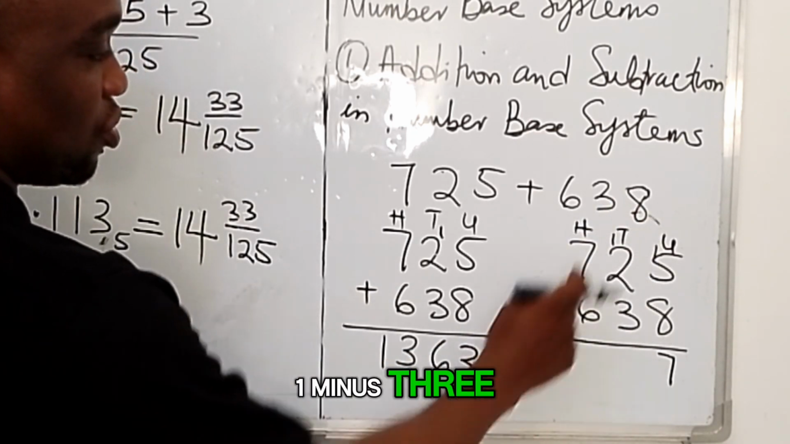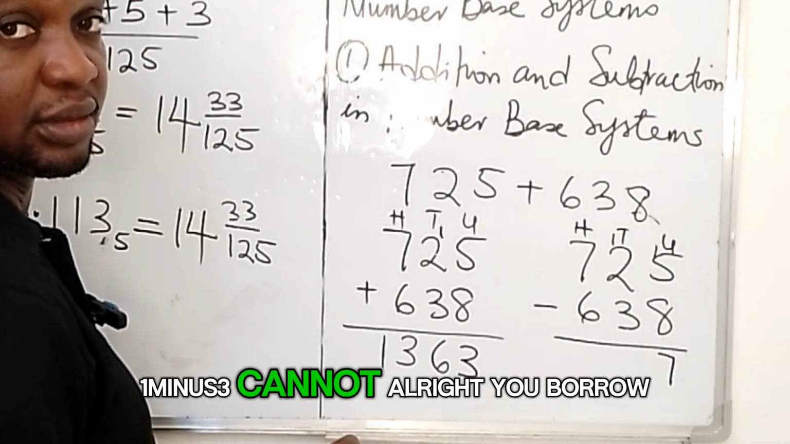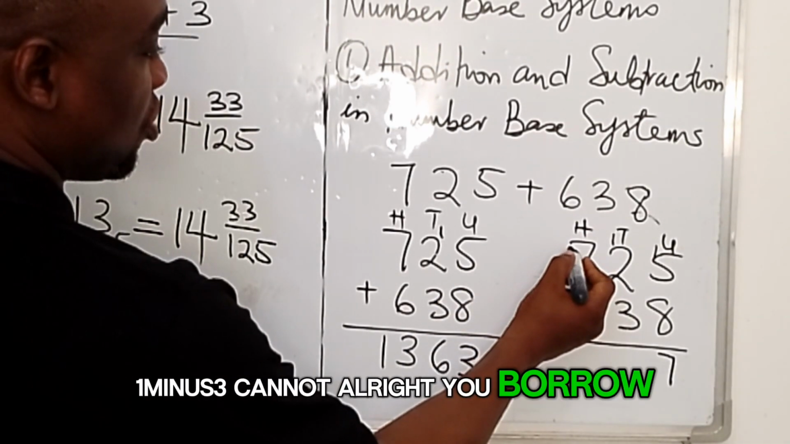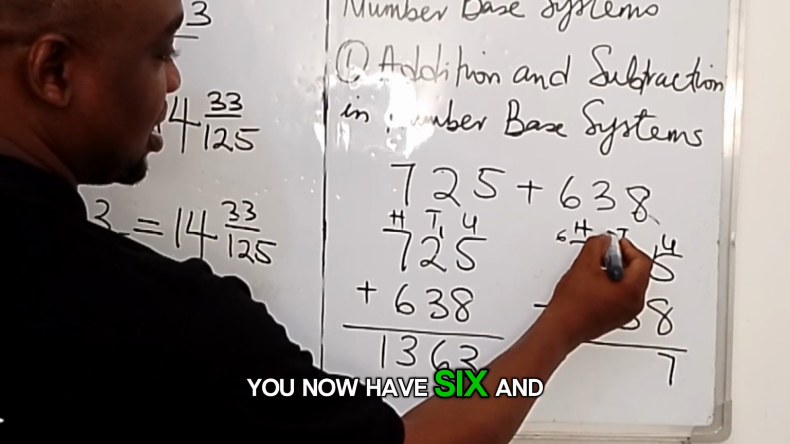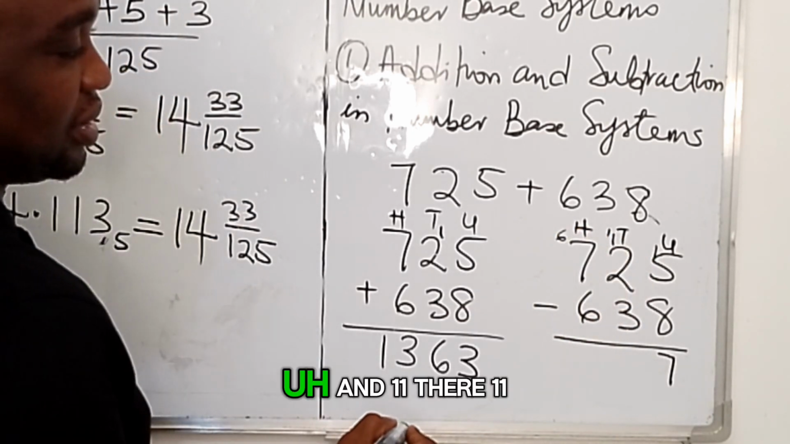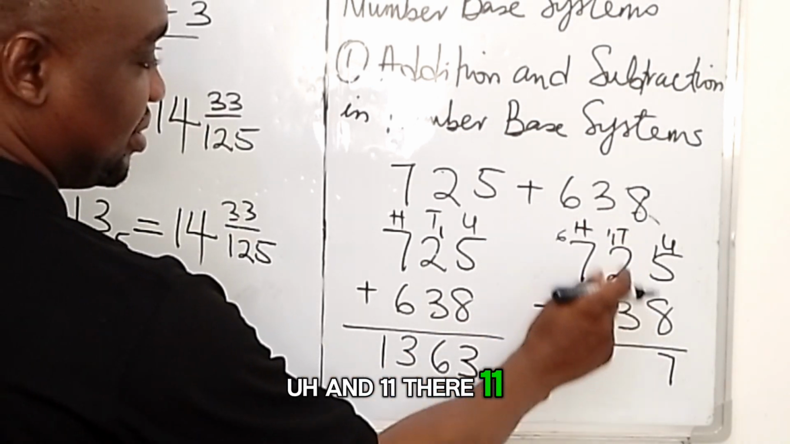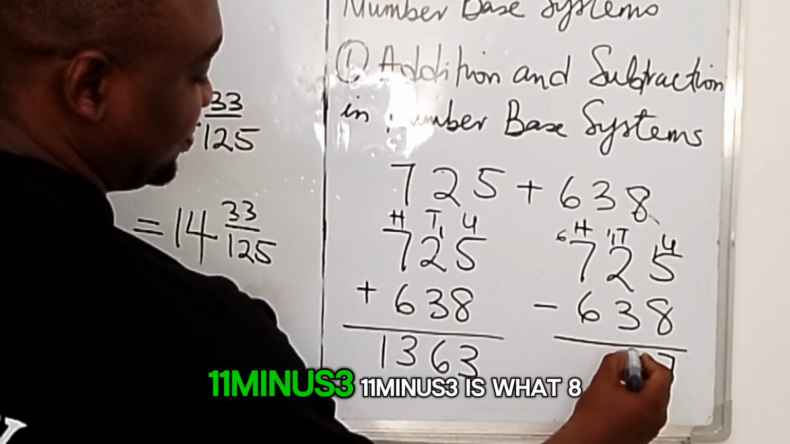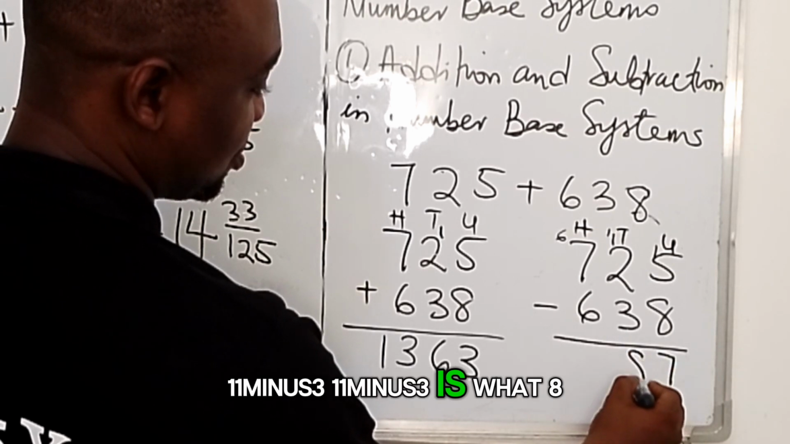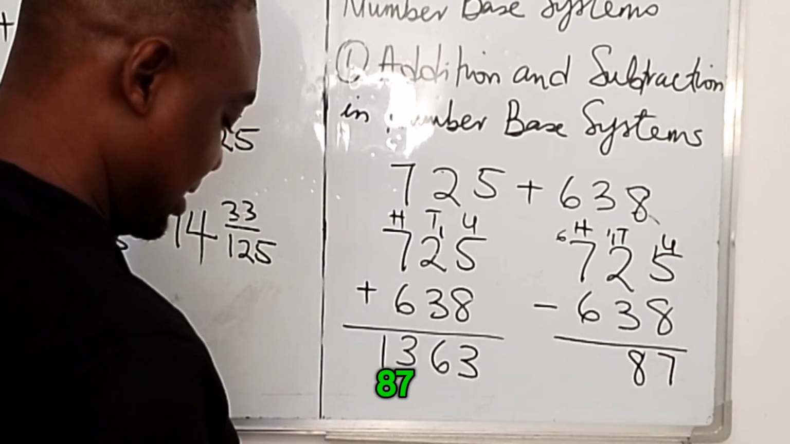1 minus 3. 1 minus 3 cannot. All right. You borrow 1 from 7 here. You now have 6. And you have what? An 11 there. 11 minus 3. 11 minus 3 is what? 8. So I end up having 87.